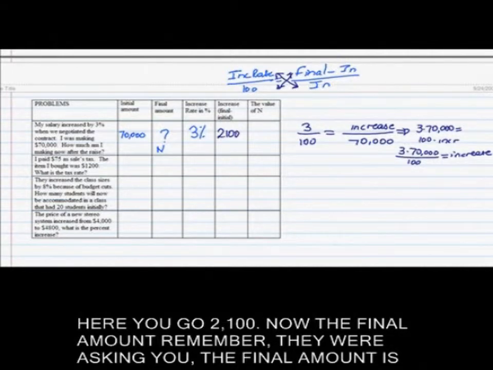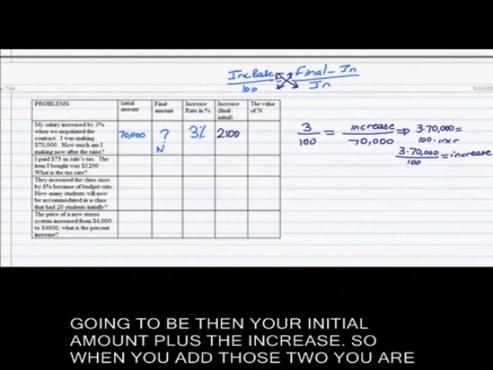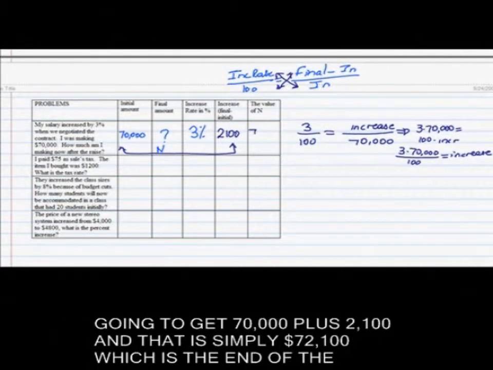Now the final amount, remember, they were asking you, the final amount is going to be then your initial amount plus the increase. So when you add those two, you're going to get 70,000 plus 2100, and that is simply $72,100, which is the end of the problem.